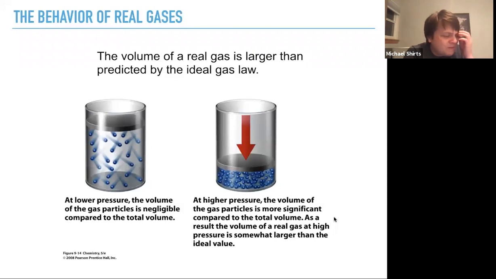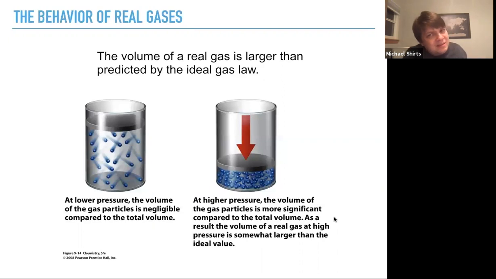So the first thing to remember is that the volume of a real gas is larger than that predicted by the ideal gas law, because it's the total volume that the molecules have to move around in, plus the volume of the molecules themselves. At lower pressure, the volume of the gas particles is negligible compared to the total volume. The volume that the molecules themselves are taking up is a very small fraction. But at higher pressure, the volume of the gas particles does start to become more significant compared to the total volume. As a result, the volume of the real gas at high pressure is somewhat larger than the ideal value, because it's the volume between the molecules, but also the volume of the molecules.